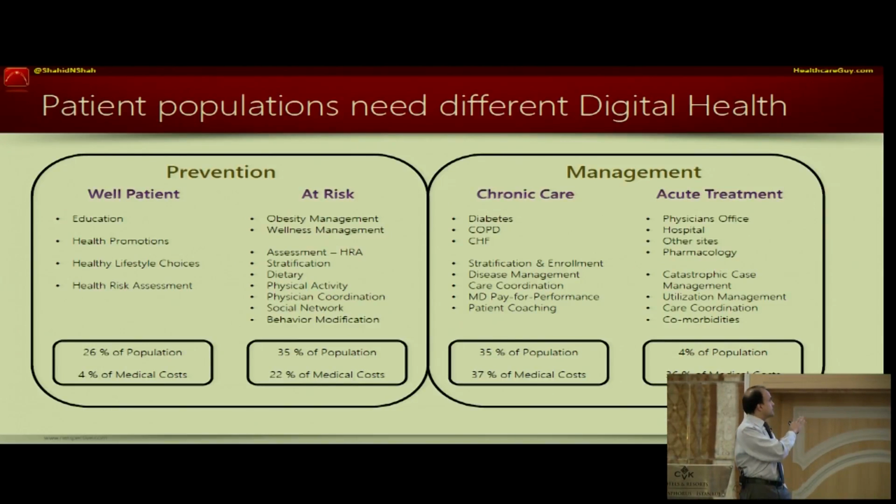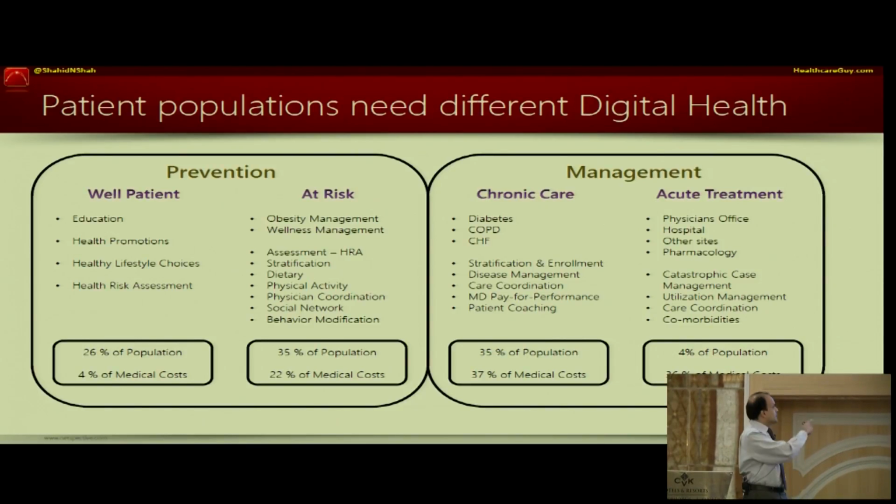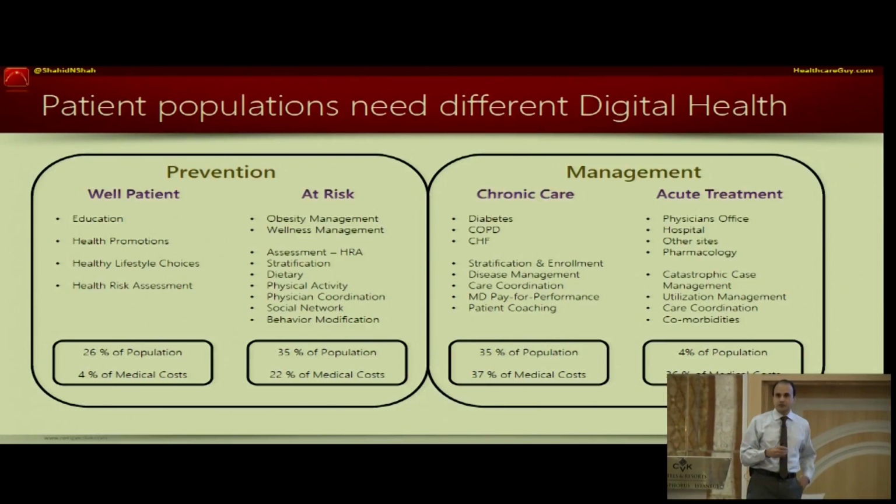So if you look at it, about a quarter of our people, and about 4% of our cost, is on the left-hand side. So if you're well, and if we can keep you well, then our costs stay down. Later comes at risk, and then chronic care, and acute means you're in the hospital.